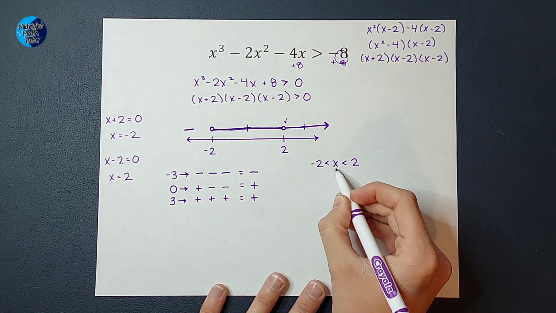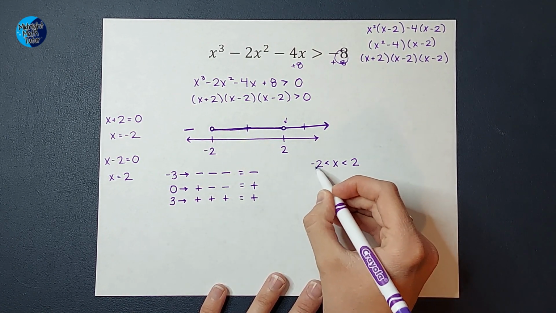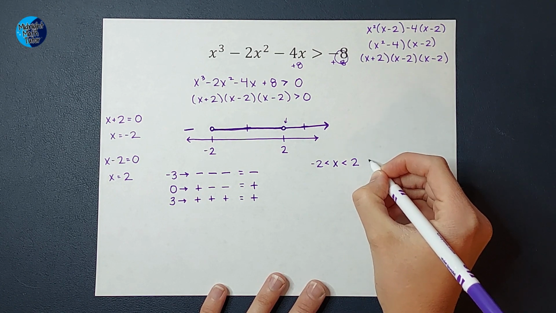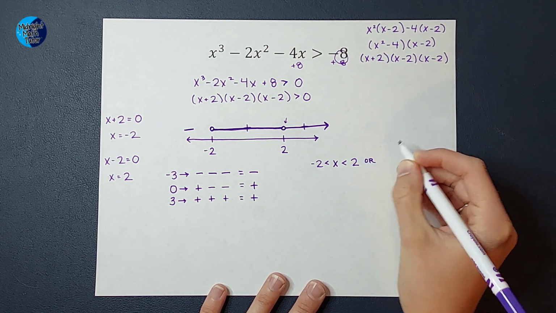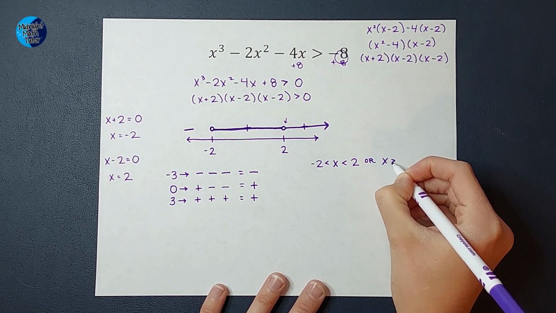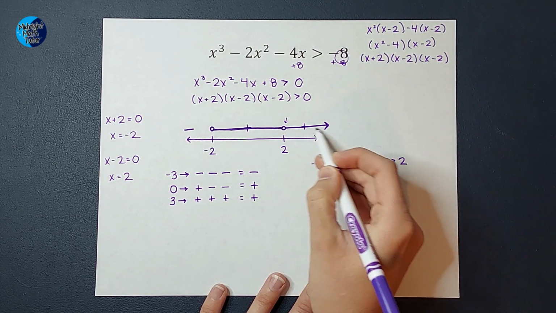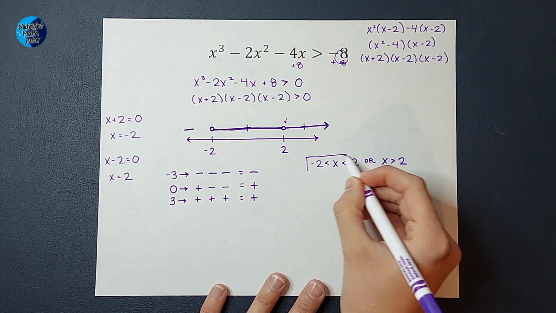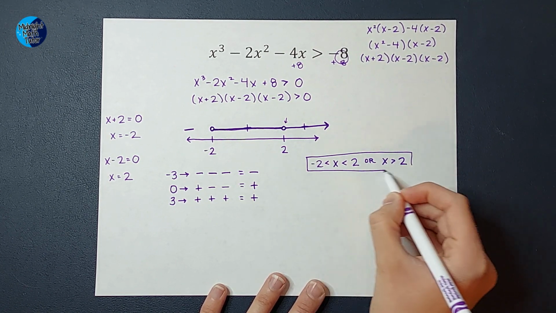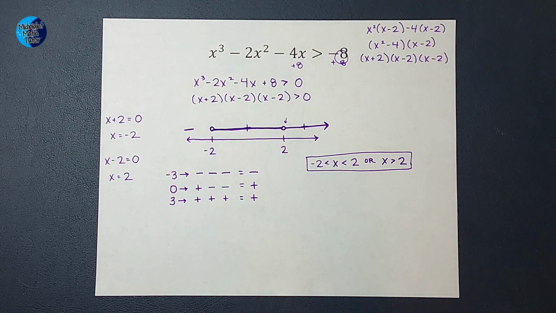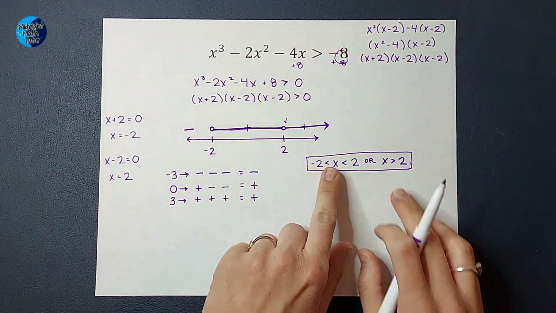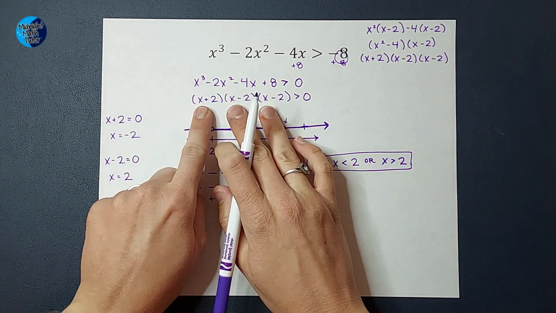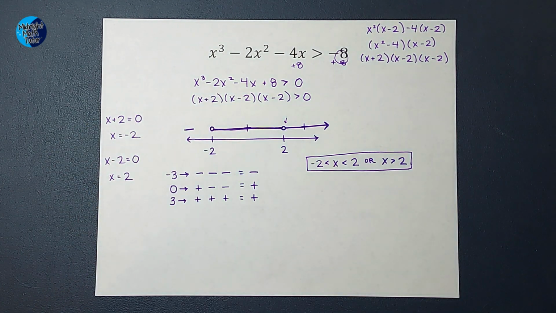Because I could plug in 0 there. 0 is bigger than -2 and less than 2, right? Or x can also be greater than 2. That represents this section, right? Okay, so there it is in inequality form, right? So if I were to pick a number that fits either of those categories and plug it in, I'll get an answer greater than 0.